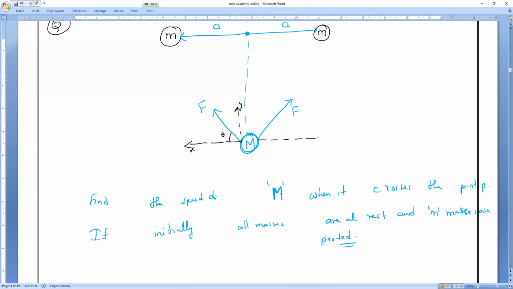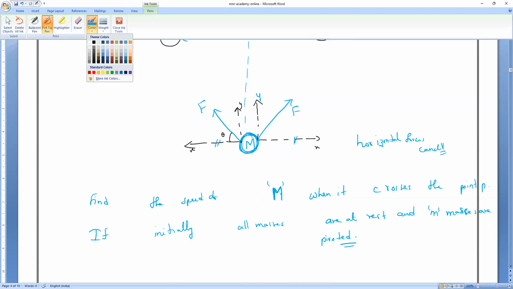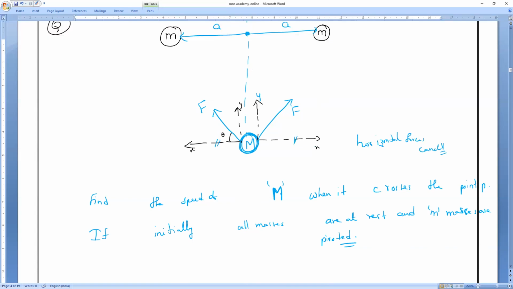And the other force also becomes an x component and a y component. Both x components are horizontal forces, and they are equal and opposite because the masses are the same. So the horizontal forces will get cancelled or not? They will get cancelled. So this body M will move up only because of the y direction forces. Any doubt, anybody can ask me. Are you clear, everybody? Yes.